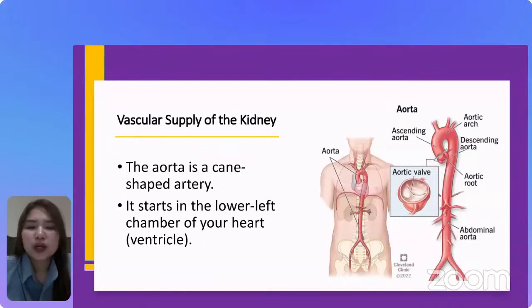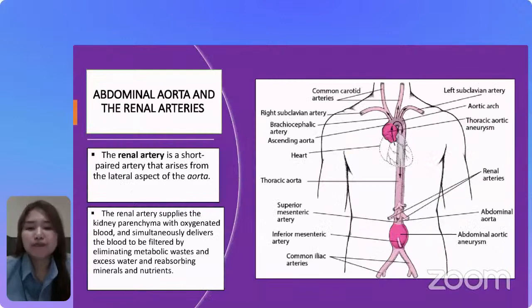All right. The aorta is a cane-shaped artery. It starts in the lower left chamber of your heart. The aorta is the major vessel that leaves the heart to get the bulk of blood to the rest of the body. The aorta goes down through the thoracic region down to the abdominal region. Now we're looking at the abdominal aorta.